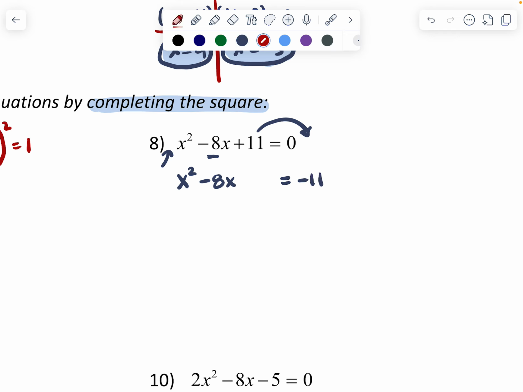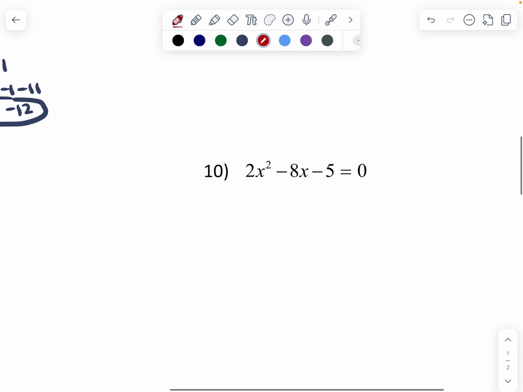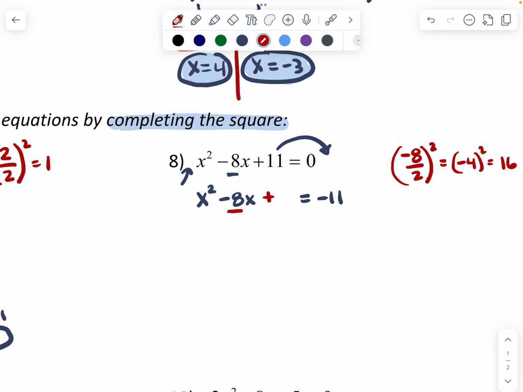Now let's find the term that completes the square. It's going to be determined by this negative 8. I'm going to cut it in half and square it, which gives me negative 4 squared, which gives me a positive 16. So I'm going to go ahead and add 16 to both sides.